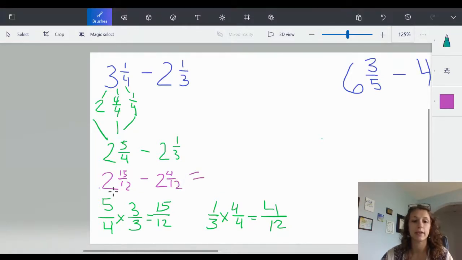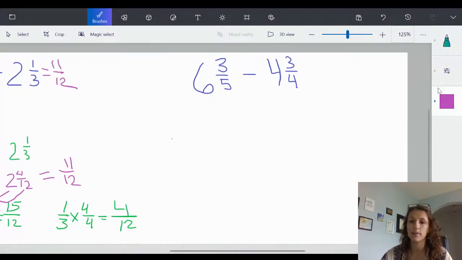Now let's go ahead and subtract. Start by subtracting our integers. 2 take away 2 would give me 0. 15/12 take away 4/12: 15 take away 4 is 11. And my unit is twelfths. So my final difference would be 11/12.